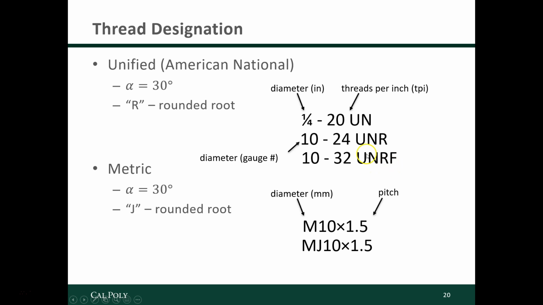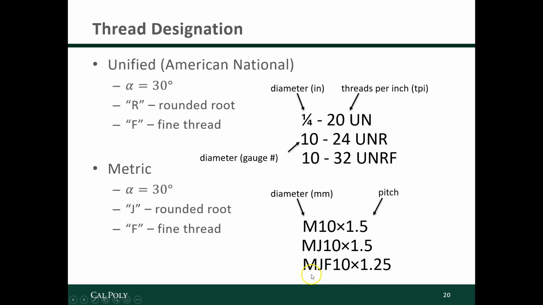F is something else you can have. Now notice this was a 10-24, so 24 threads per inch for a 10 gauge for the regular UNR thread, but a 10 gauge thread can also have 32 threads per inch if it is of F, the fine series of threads. Metric has fine threads as well, and you'll see them like MJF. So the 10 millimeter major diameter fine thread has 1.25 millimeter pitch.